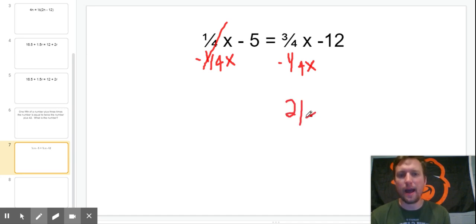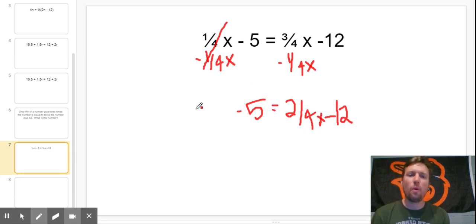Excellent. So now I have 2/4 x minus 12 on this side of the equal sign. And on the other side of my equal sign, I'm left with, that's right, just -5. Okay, now, what would be my next step? What do you think I'm going to do next? If you said move the 12 to this side of the equal sign, you would be correct.